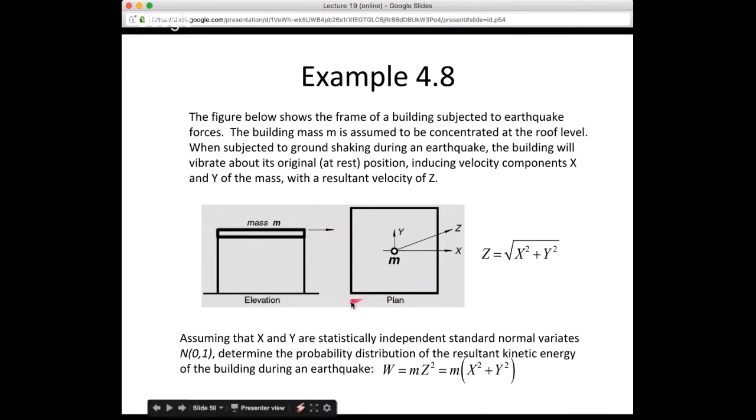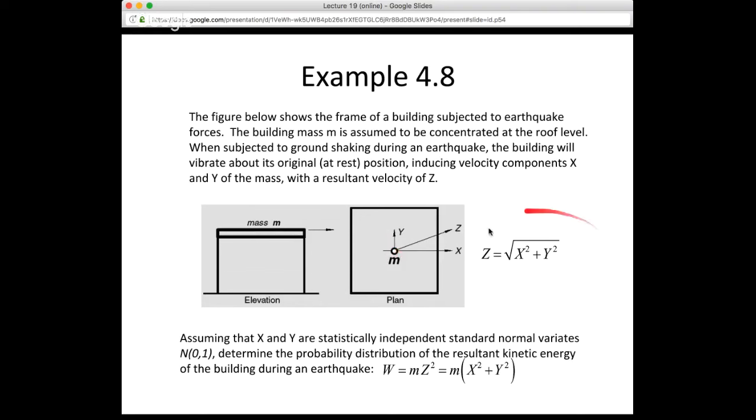And so basically what we're doing is we've got this building, so we're kind of looking at it from the street level. It's got a roof with a lot of weight on the roof. And then if we looked down on the roof, that would be what we would see. That's the plan view. And so after an earthquake, basically this building is oscillating and it's generating essentially velocities in the x and y with a resultant velocity z.